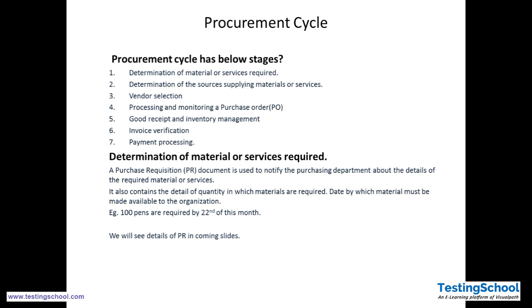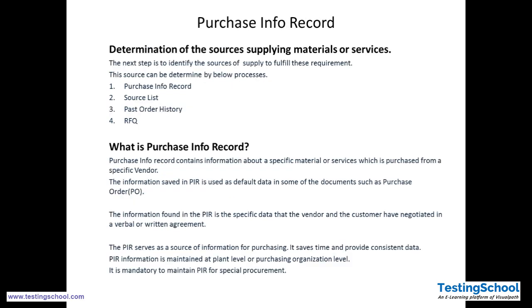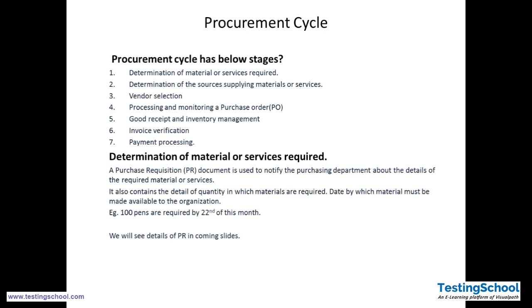This requirement determination happens through MRP, and a purchase requisition is created. We will see the purchase requisition phase in the coming slides. Now the first stage we have seen, determination of material or services required, is taken care of internally from the organization, because in this phase we are requesting somebody to supply some goods.